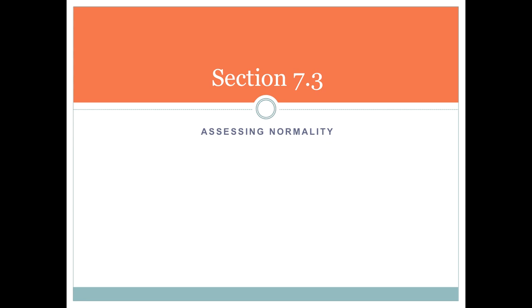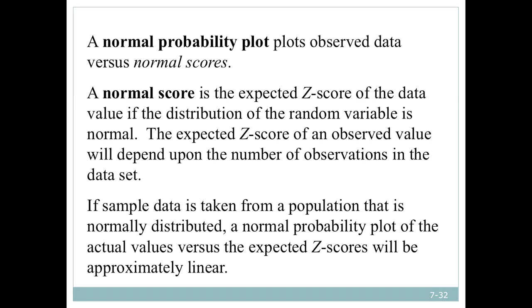All right, now we're going to take a look at section 7.3, which talks about assessing normality. So we know that in order to use a normal distribution, we have to have data that is normally distributed. Not all data, obviously, is normally distributed. A lot of things are not, but sometimes we think that something might be, but we want to test that.